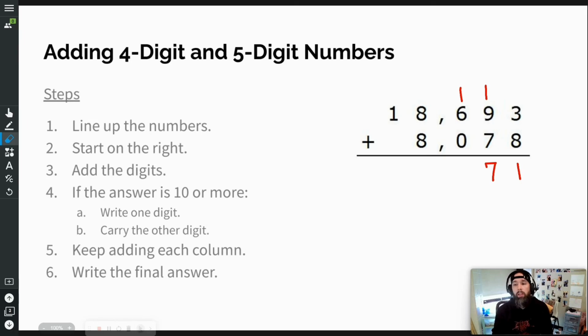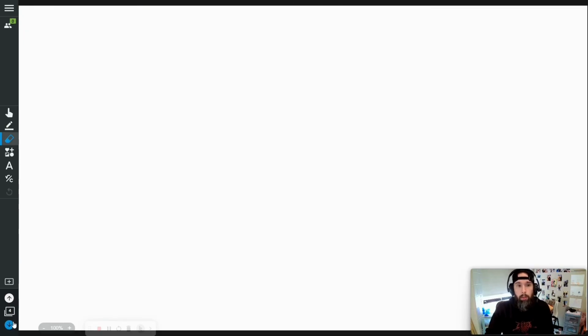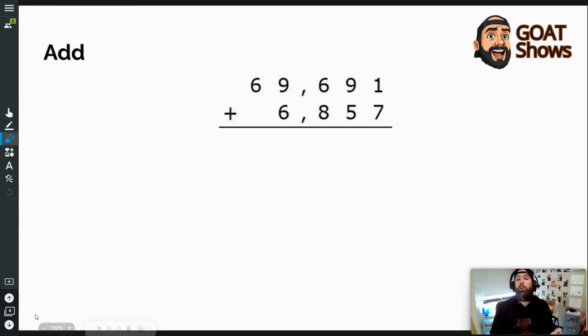Keep working your way to the left. 1 plus 6 is 7. 7 plus 0 is still 7. Write out your 7. Nothing carries over. 8 plus 8 is 16. So write out your 6. Carry the 1. And 1 plus 1 is 2. Don't forget your comma. You end up with 26,771. Okay? So that's what we're going to be doing. I'm going to do a bunch, and then I'm going to have you do a bunch.